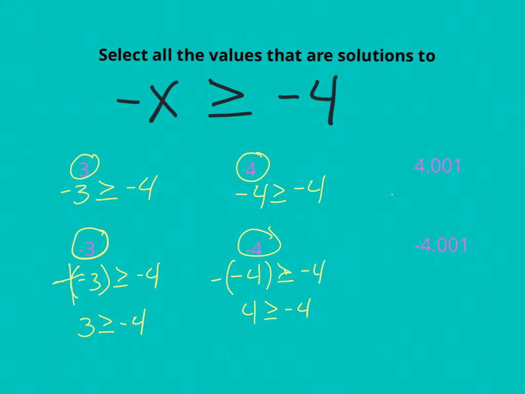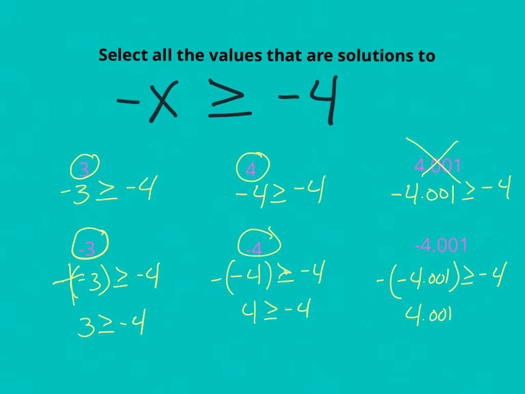When I put in that negative 4.001, is that greater than or equal to negative 4? No, it is not. So that one is not true. That is the only one here, because the double negative, negative 4.001, becomes 4.001, which is greater than or equal to negative 4. So that one is true.